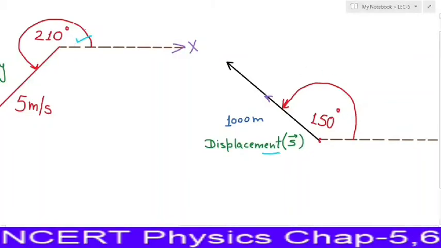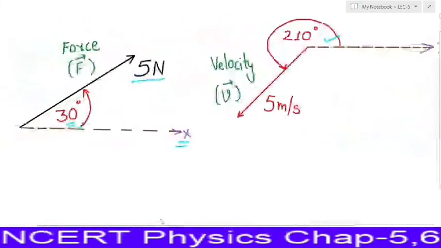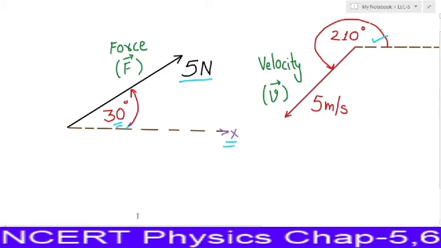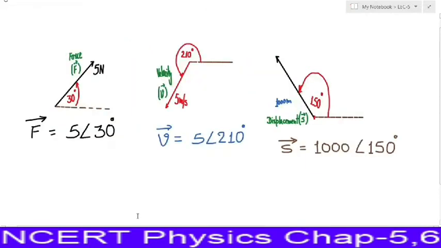Suppose this angle is 150 degrees. Then we will say we have traveled a distance of 1000 meters in a direction making an angle of 150 degrees from the positive x-axis in the anti-clockwise direction. Now after going through all this, we can say this is a very appropriate way to represent a vector quantity, because in these examples we are showing magnitude as well as direction of application.